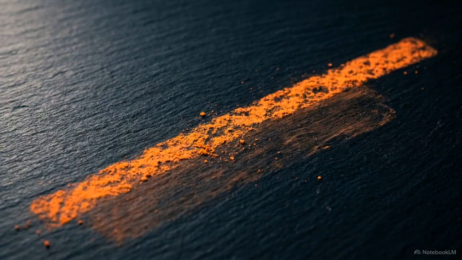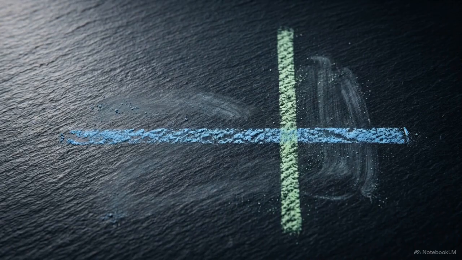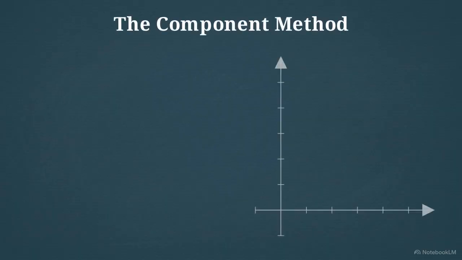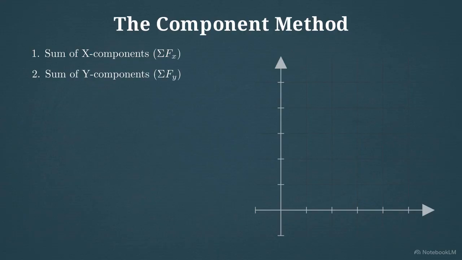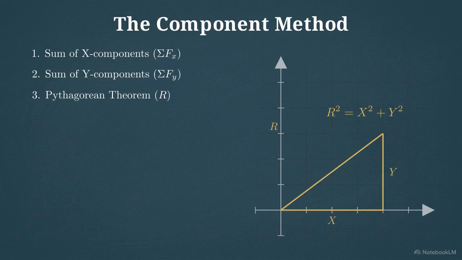By applying these ratios, we take a complex diagonal force and split it into clean, independent horizontal and vertical numbers that are easy to work with. We can now handle multiple forces simultaneously using a 4-step process called the component method. First, sum all the x components. Second, sum all the y components. Third, use the Pythagorean theorem to find the final magnitude. And fourth, use the inverse tangent to find the final direction.